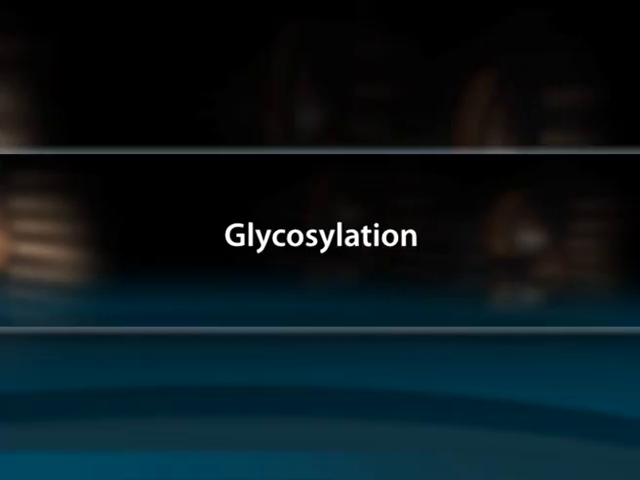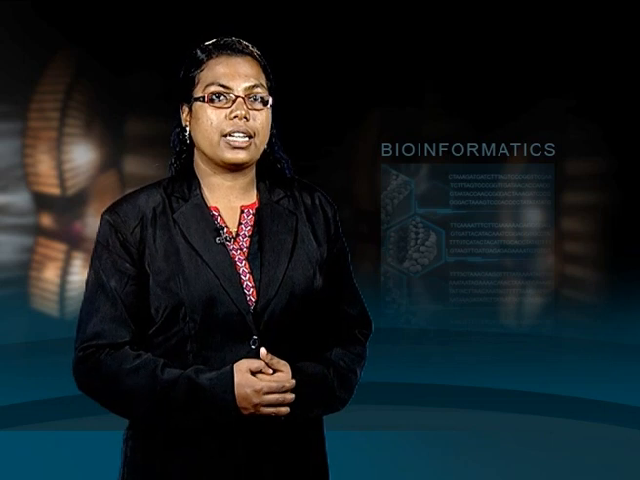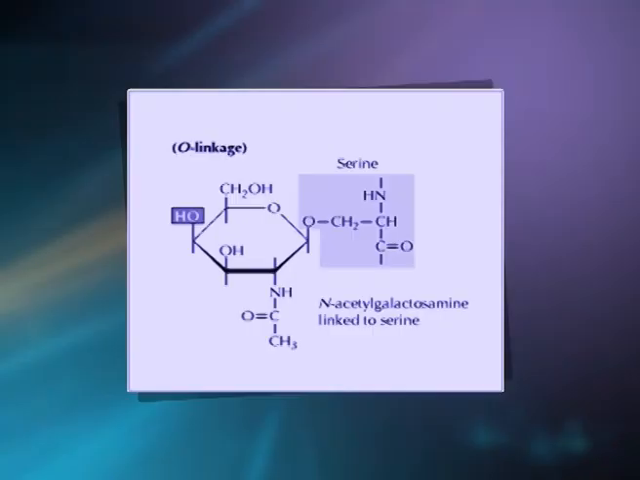Most important types of chemical modifications are glycosylation and addition of lipids. Let's discuss the details of these concepts. A. Glycosylation. It is a complex type of modification in which large carbohydrate side chains are attached to polypeptides. There are two general types of glycosylation.